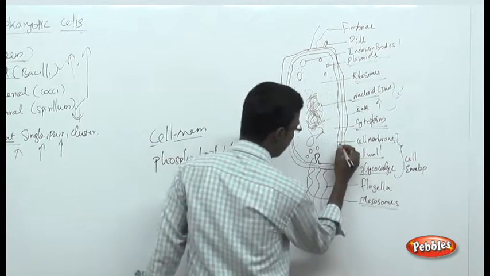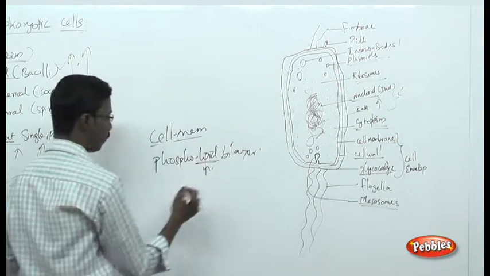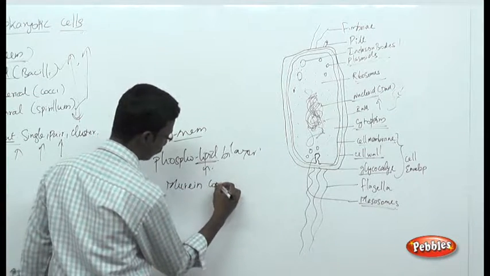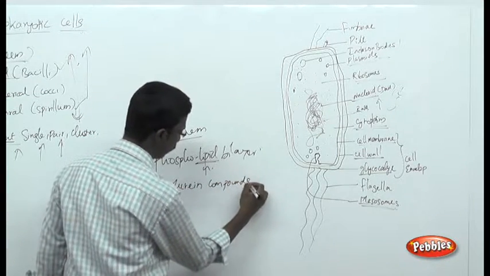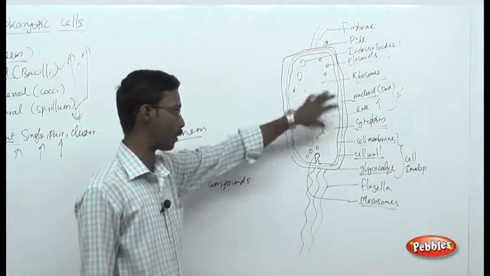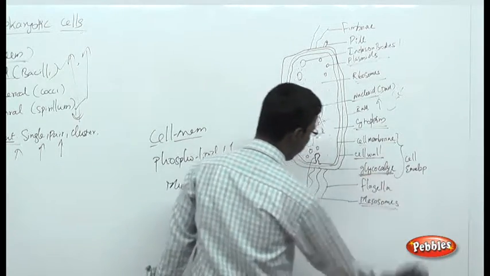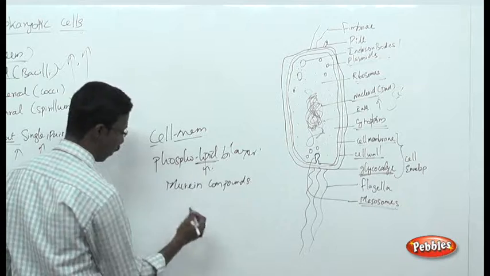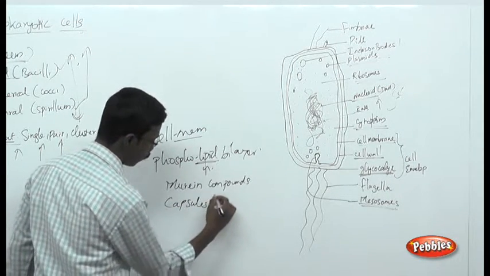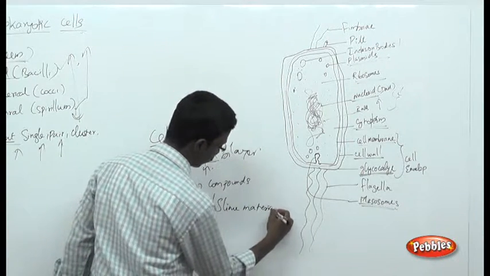So just behind the cell membrane we can see the cell wall. The cell wall is made up of murein compounds, and we are going to see the details of all the compounds, all the biomolecules present inside and outside of the prokaryotic cells. And just behind the cell wall there is a structure called glycocalyx. Glycocalyx is normally made up of capsules or slime materials.